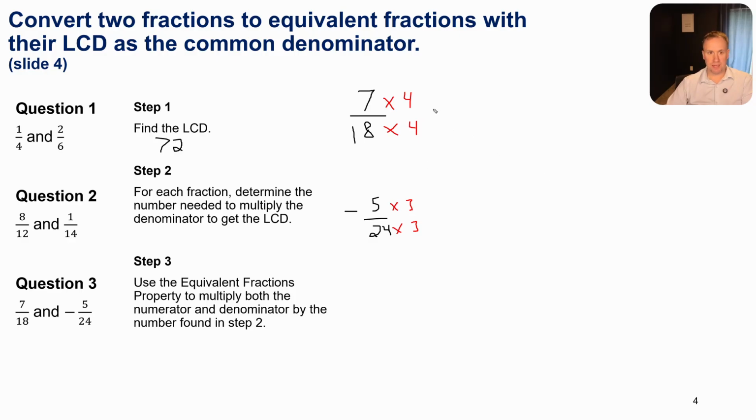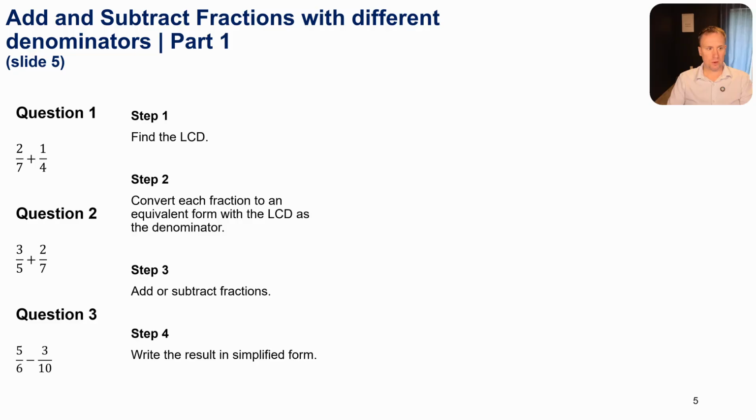So then completing this fraction, 7 times 4 is 28 over 72. And this one is 15 over 72. And of course, this is a negative as well. Okay, so negative 15 over 72 is my result for question 3. Okay, let's go ahead and look at the core part of this video now.